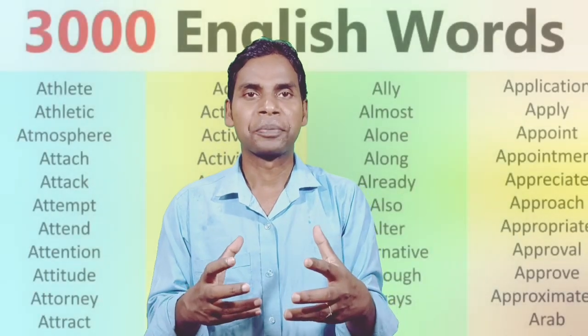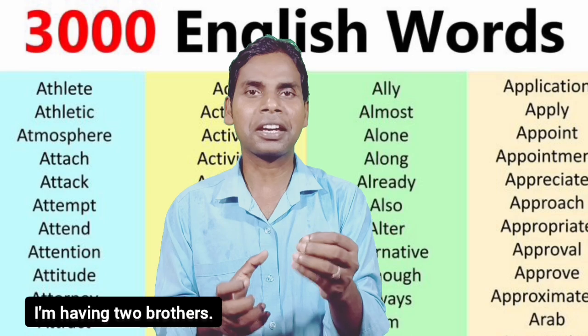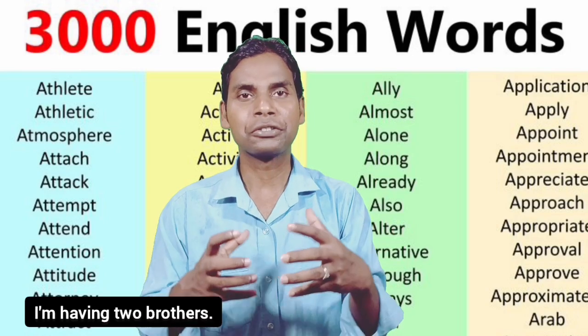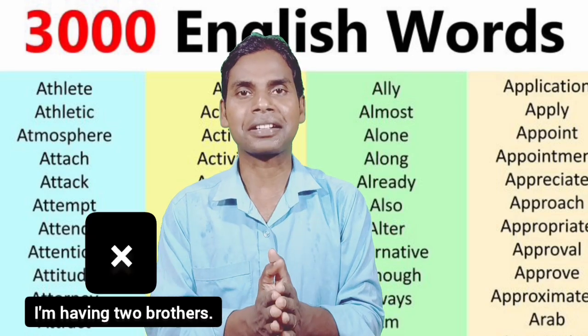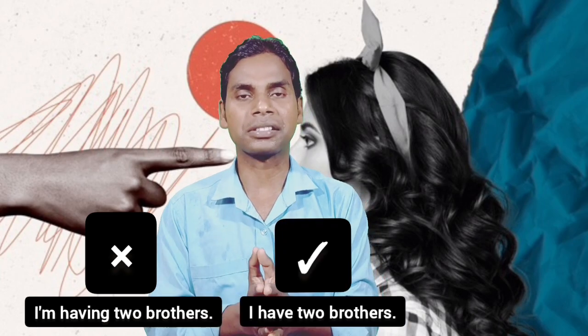Mistake number 3. I'm having 2 brothers. This one sounds okay at first, but grammatically it is incorrect. In English, we don't use have in the continuous form when talking about relationships or possessions, right? So the correct way of saying is I have 2 brothers.